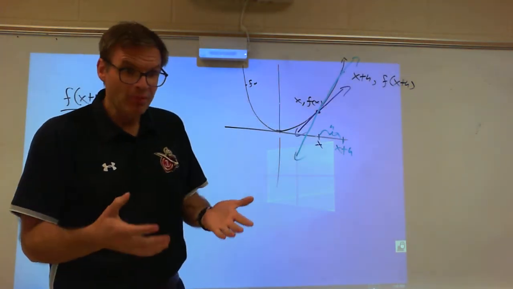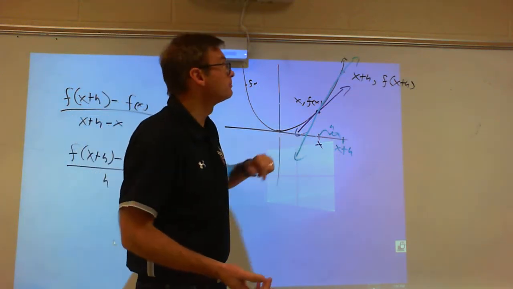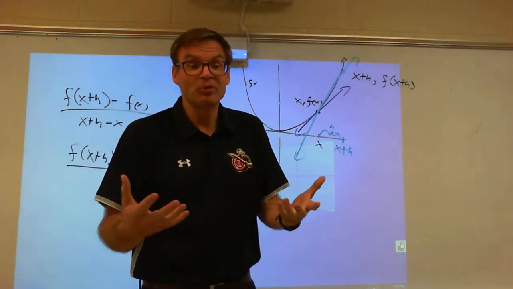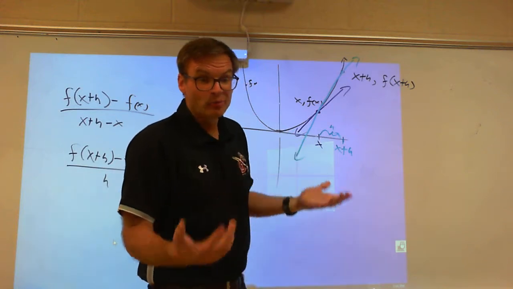Now, the problem is I don't want the slope of the green line. I want the slope of the purple line, because the slope of the tangent line is what I'm looking for. That's going to tell me how steep it is at this point. So how do we do that?